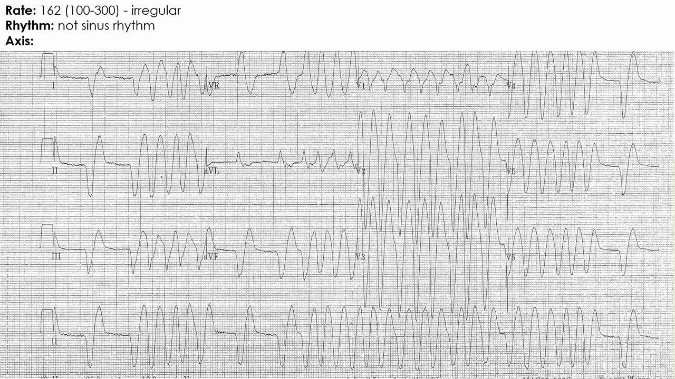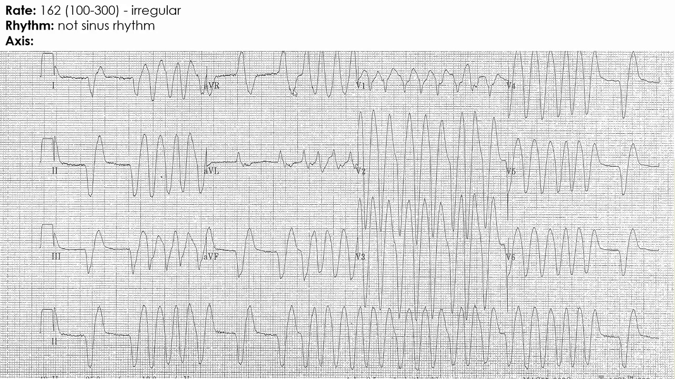Alright, so it's a tachycardia. It's a wide, complex tachycardia. The rate is about 162, although it ranges from 100 to 300. It's irregular, and it's clearly not sinus rhythm. There are no P waves. We can't see a P wave, upright in lead 2, inverted in AVR. No, not sinus rhythm.